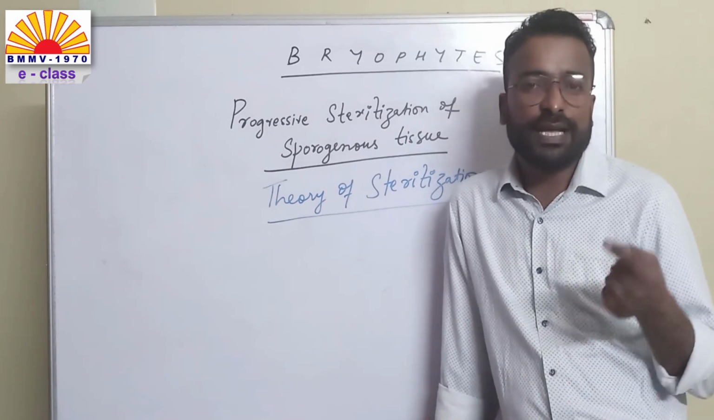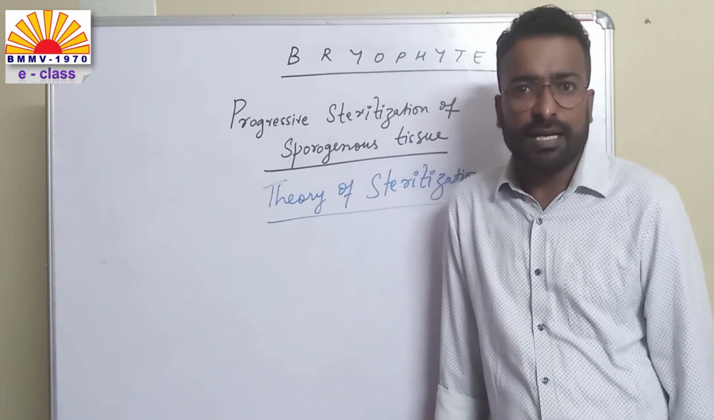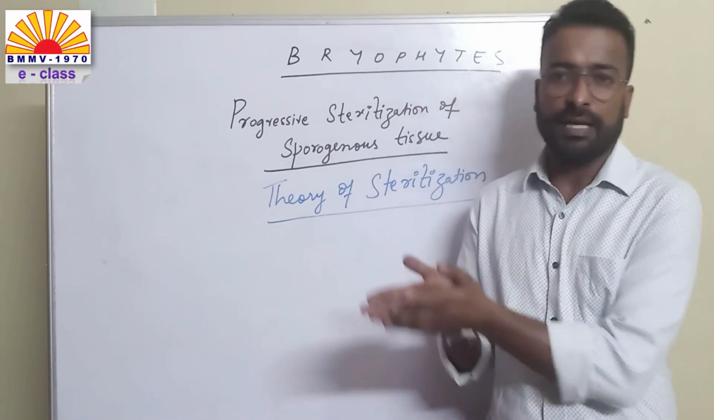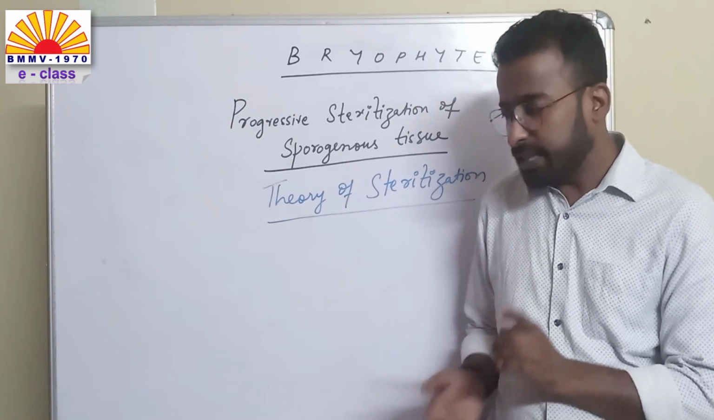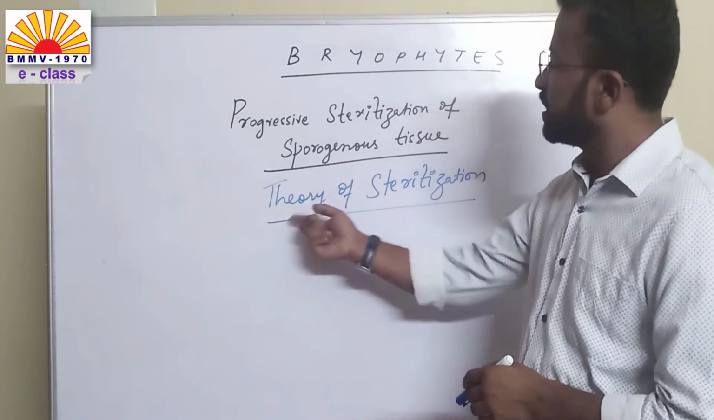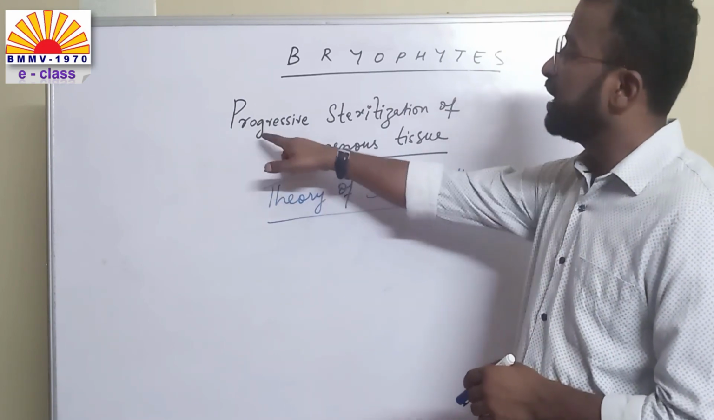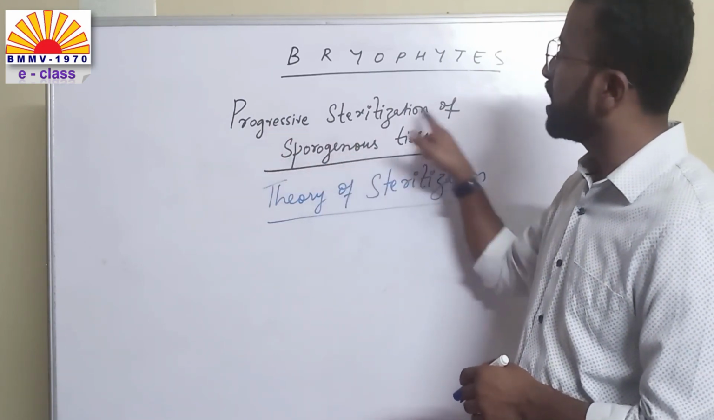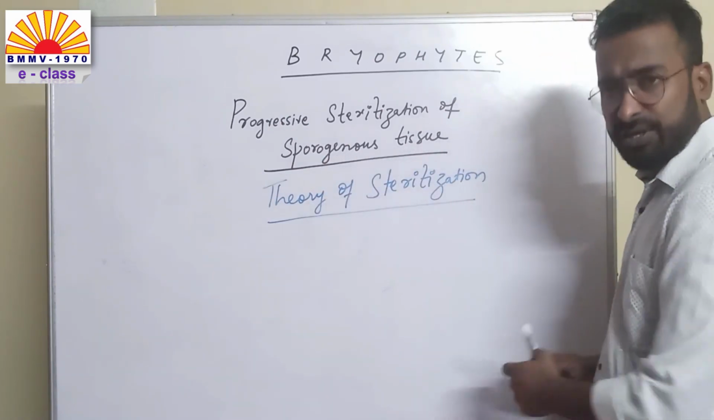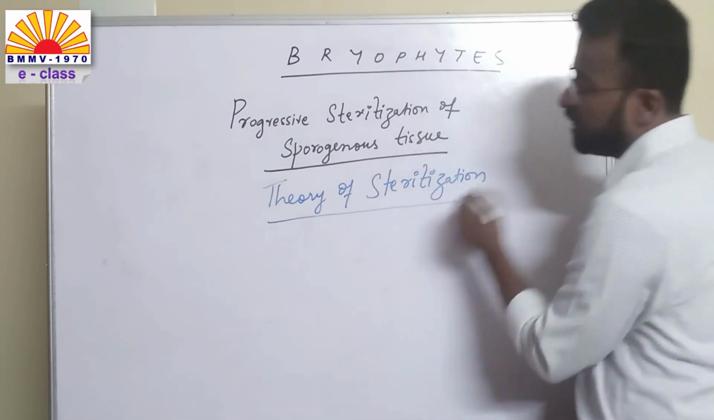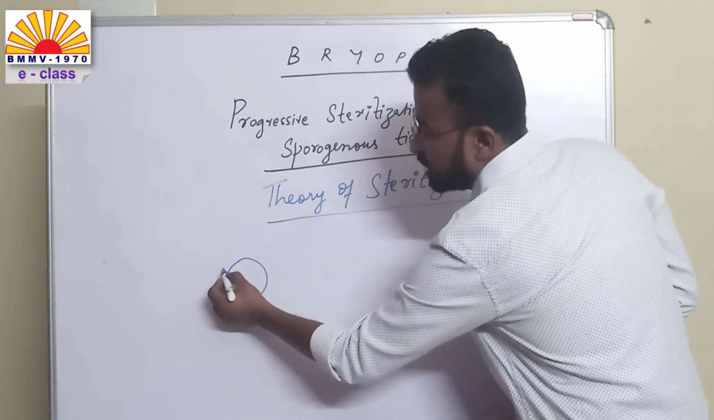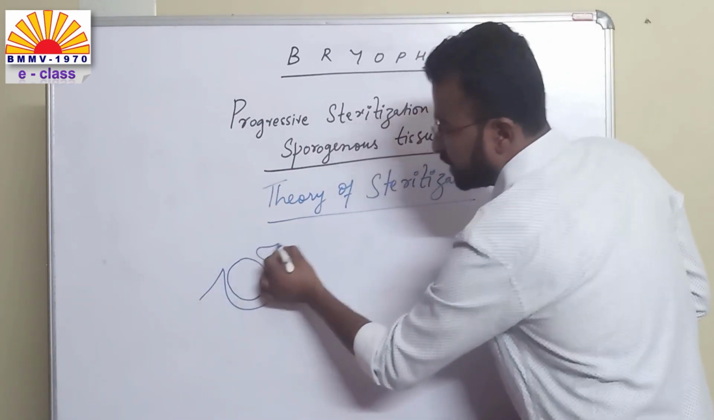Now, one of the important things whenever we are studying bryophyte is that we should understand how a very complex sporophyte eventually came. And this particular progress was explained in the theory of sterilization, and this theory is known as progressive sterilization of sporogenous tissue. Let me give you a small introduction to this particular theory. That is, this is one of the sporophyte that will develop inside the gametophyte.